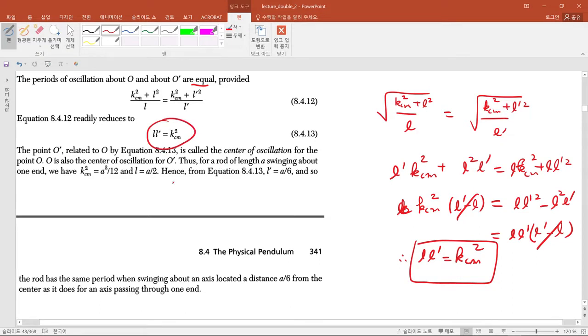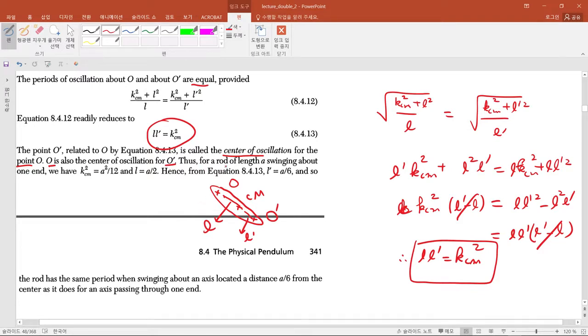So that is the condition that the periods are equal. Given a point O, you have the center of mass, and you have the other point here, O prime, at distance l prime, with l the other distance. When they are equal, this O prime is called the center of oscillation for the point O. Conversely, O is the center of oscillation for O prime.